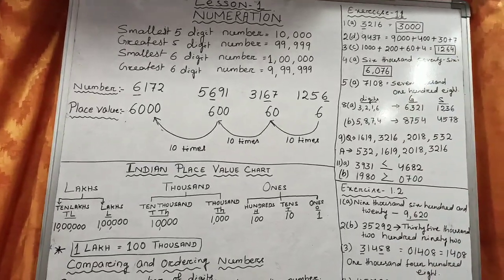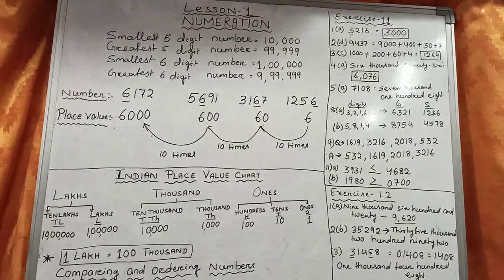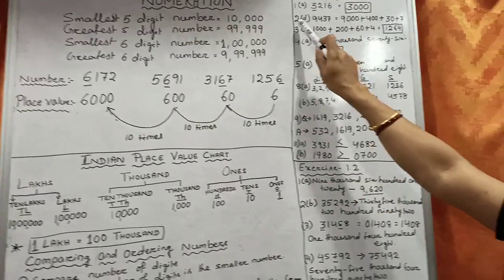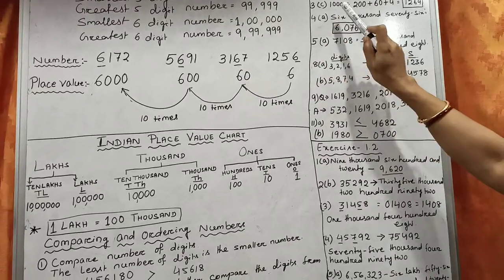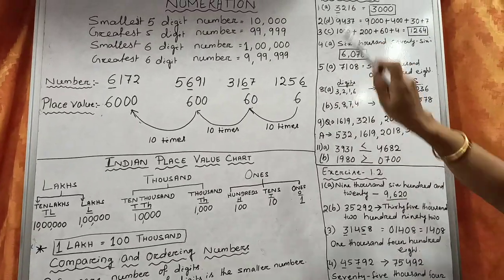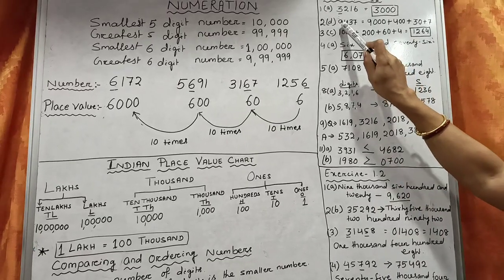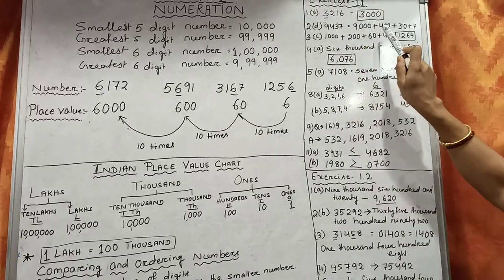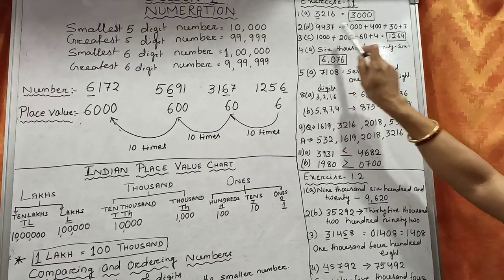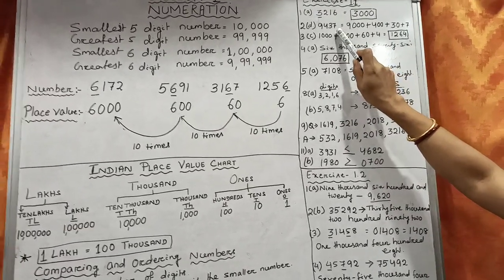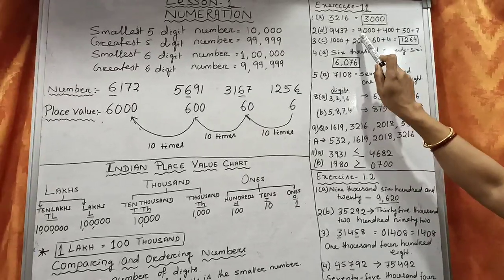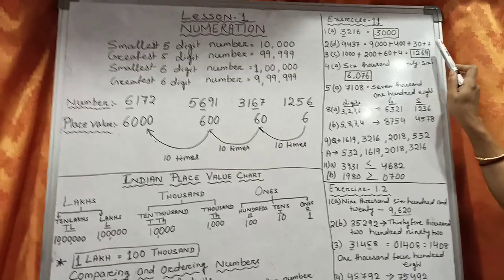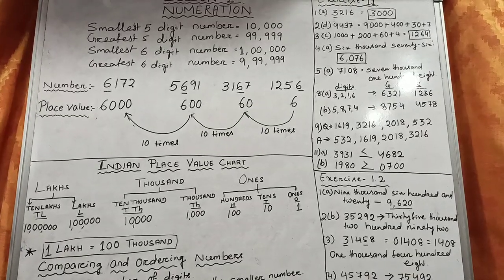Then question number 2 is, write the following numbers in expanded form. I have taken question number 2D. The number is 9,437. Here the place value of 9 is 9,000 plus place value of 4 is 400, place value of 3 is 30, place value of 7 is 7. So this is the expanded form, 9,000 plus 400 plus 30 plus 7.